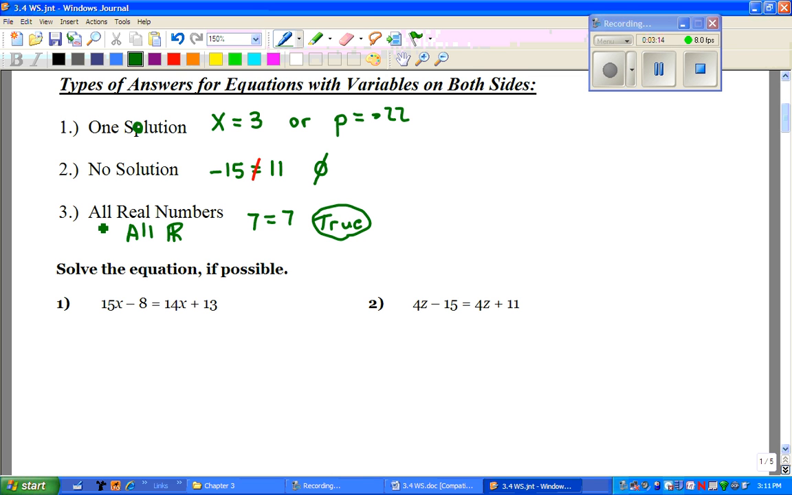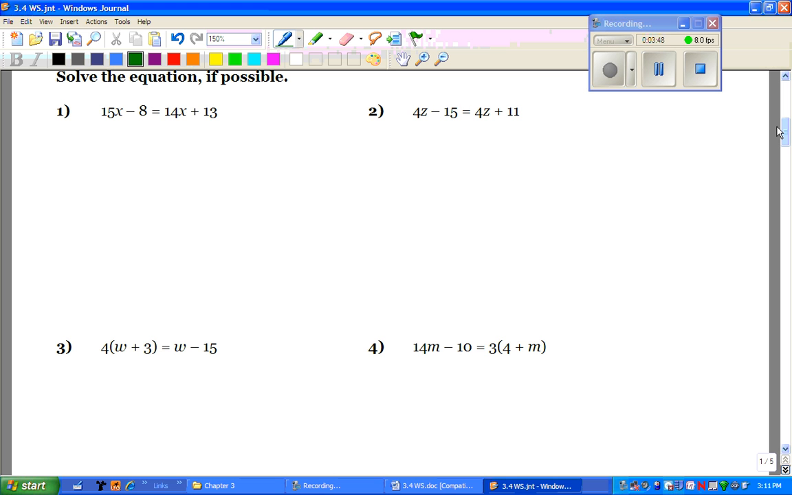So when we have equations where all real numbers is our solution, it means that any number that you put in for the variable, both sides will equal each other. Whereas this one, where we ended up with a false equation, means that there is absolutely no number that you could put in that gives a solution that works. Okay, so let's go ahead and try a few of these using our steps.